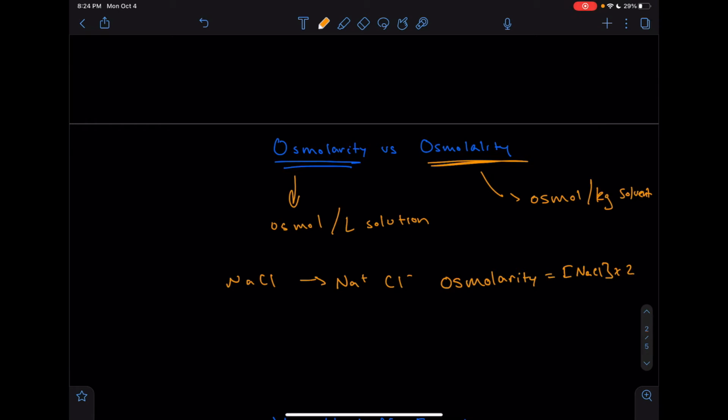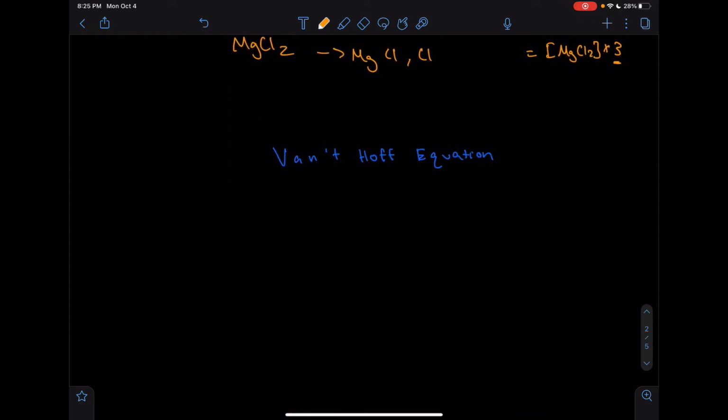If I'm dealing with MgCl2, that's 3 parts, right? The 2 Cl's and 1 Mg. So that's Mg, Cl, and then another Cl. So its osmolarity would be the concentration of MgCl2 times 3. That 2, it's called the Van 't Hoff factor. Okay, speaking of Van 't Hoff, let's talk about his equation, right?